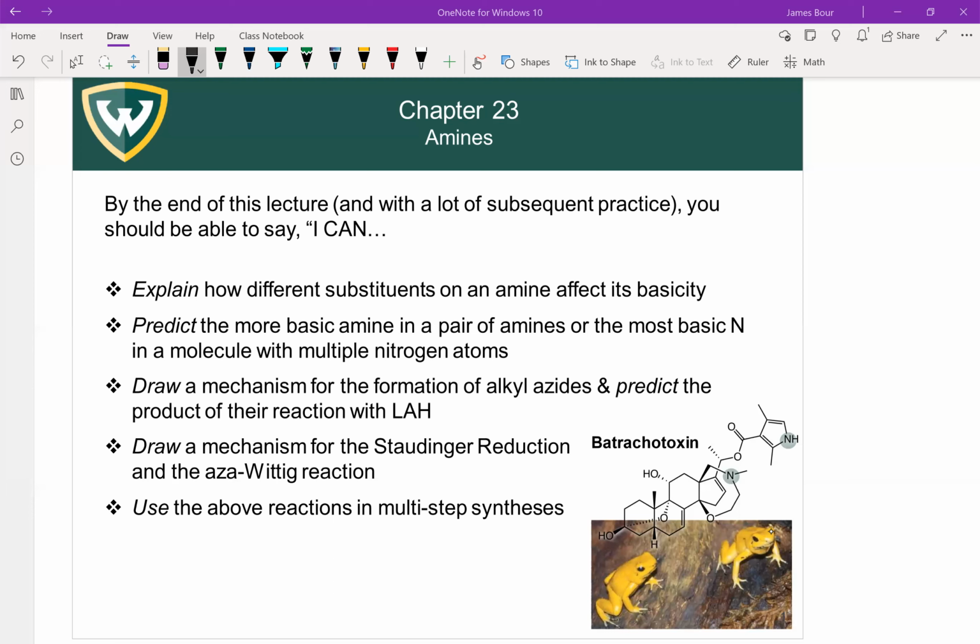We'll talk about what an azide is and what makes them special. You should be able to draw a mechanism for the Staudinger reduction and the aza-Wittig reaction. We'll cover these toward the end. And then finally, you should be able to use these above reactions in multi-step syntheses.